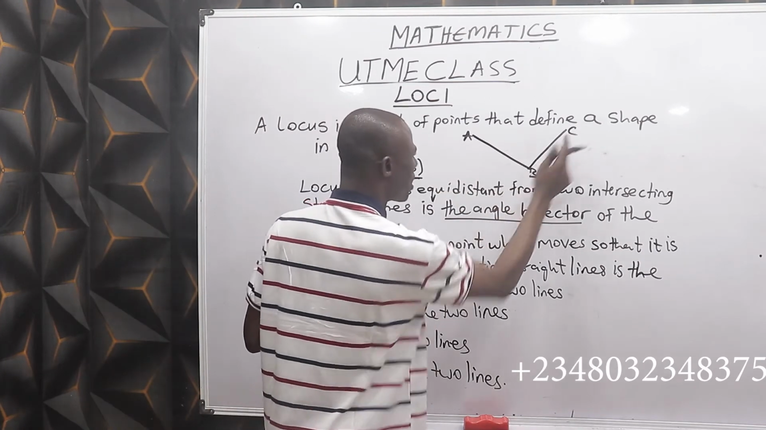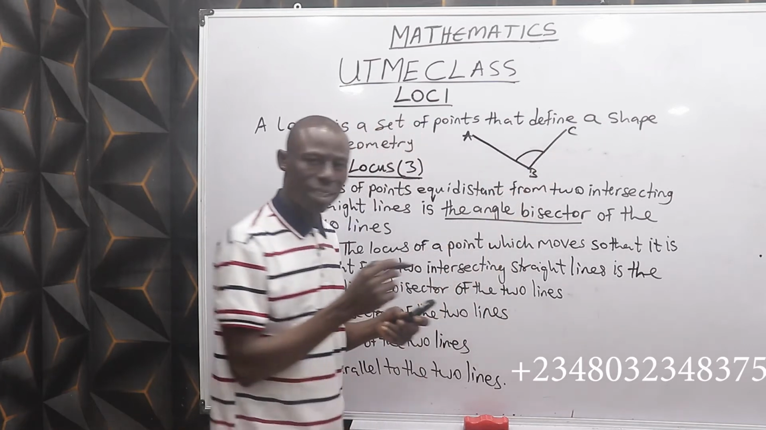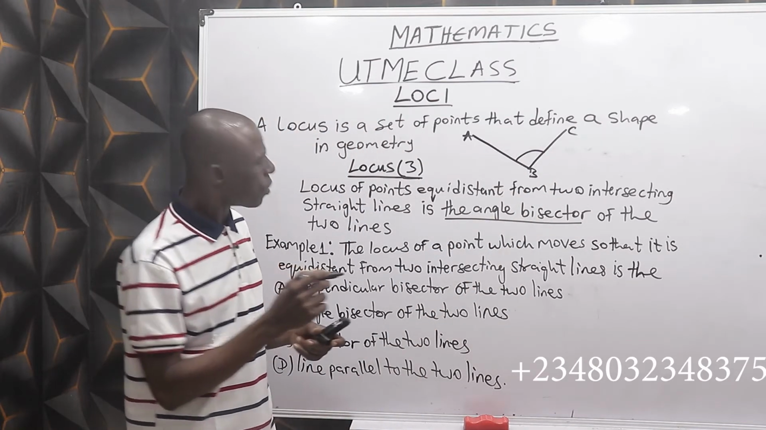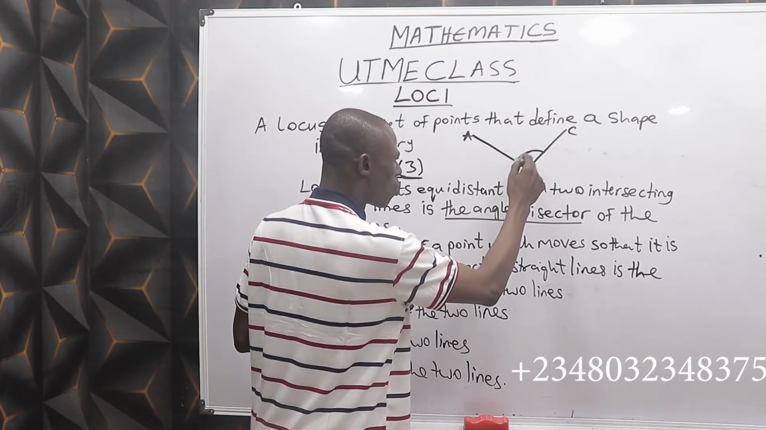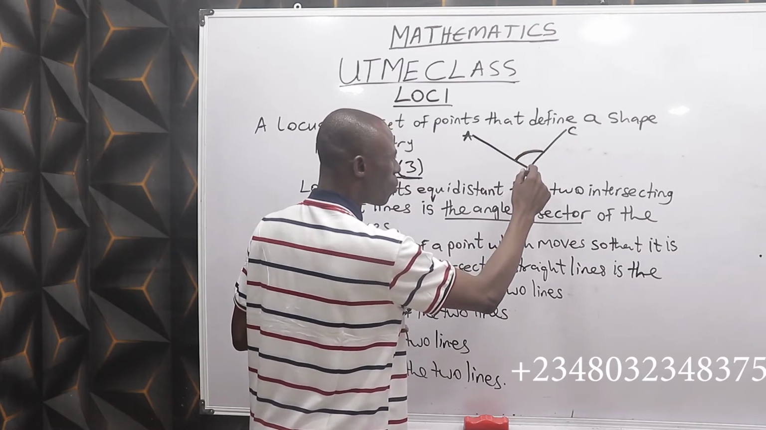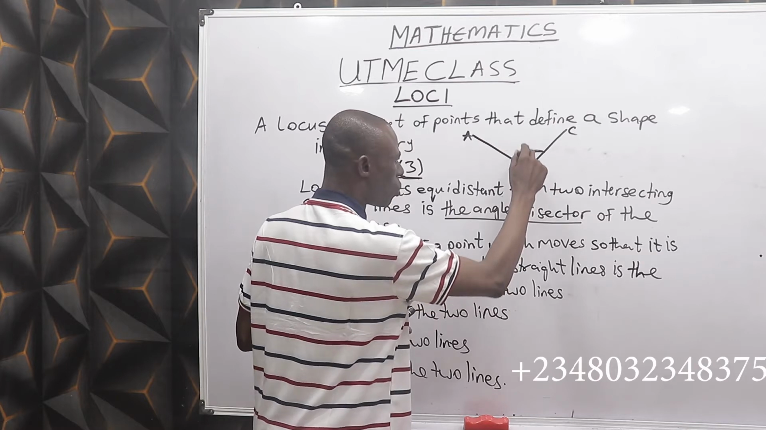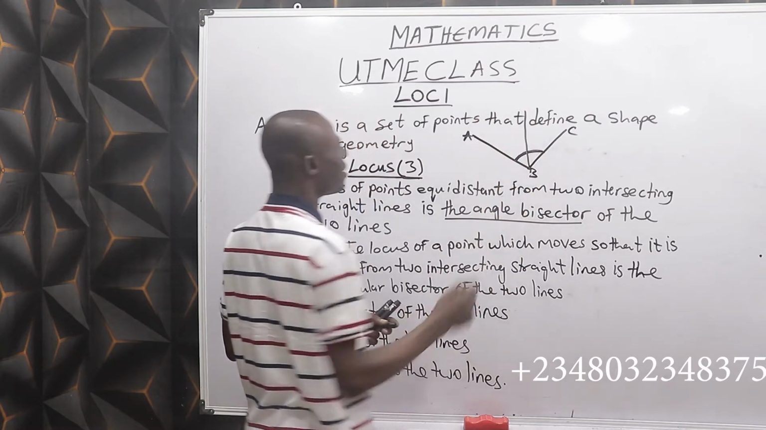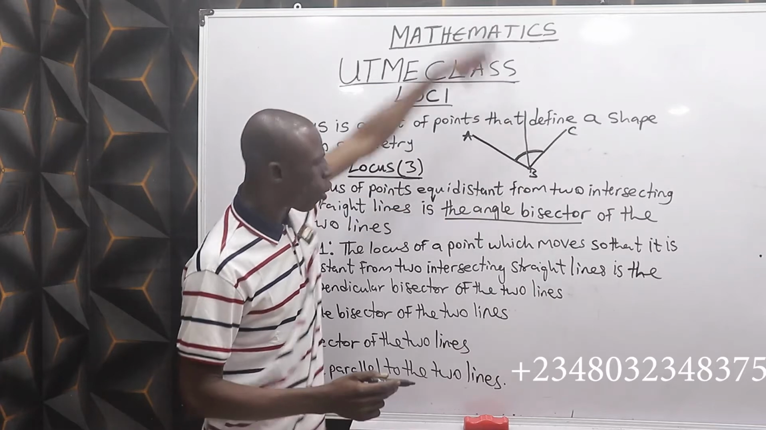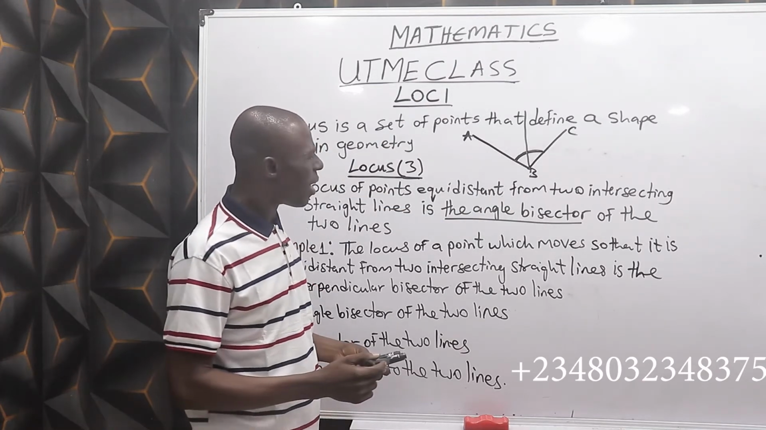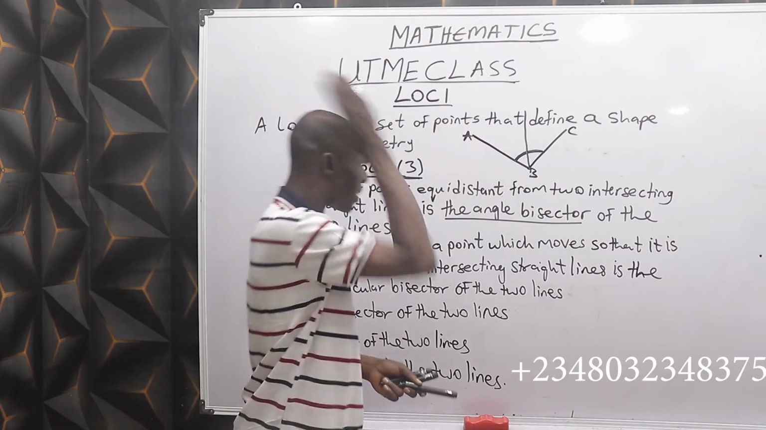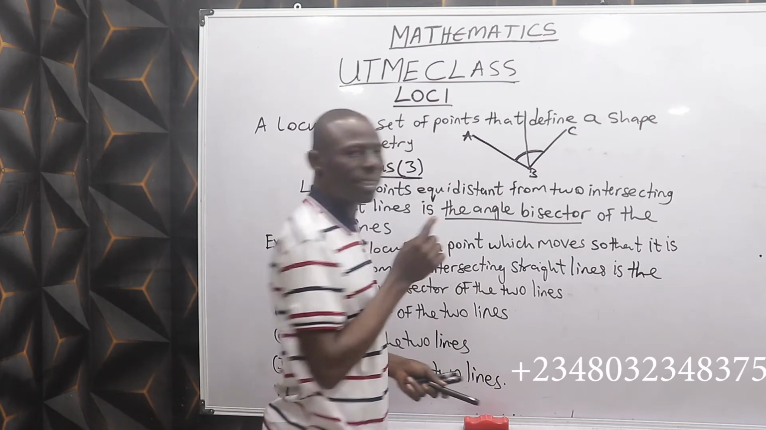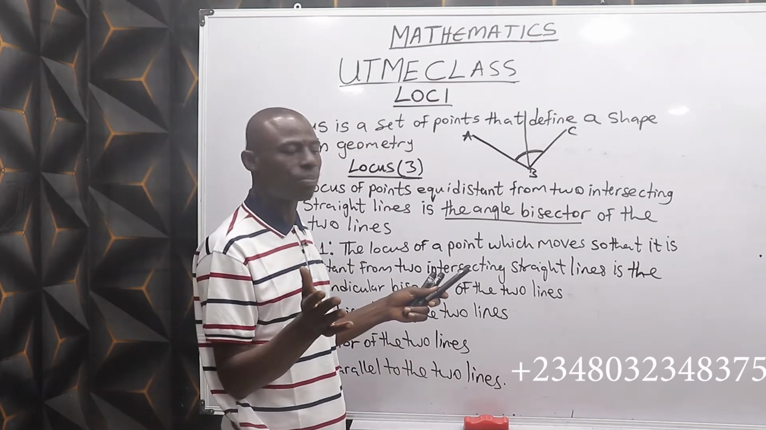Lines AB and BC form this angle B at the center of them. So the locus that bisects this angle into two equal halves will move from this point and go this way. This line is the locus we are talking about, the line that bisects the angle B into two equal halves.